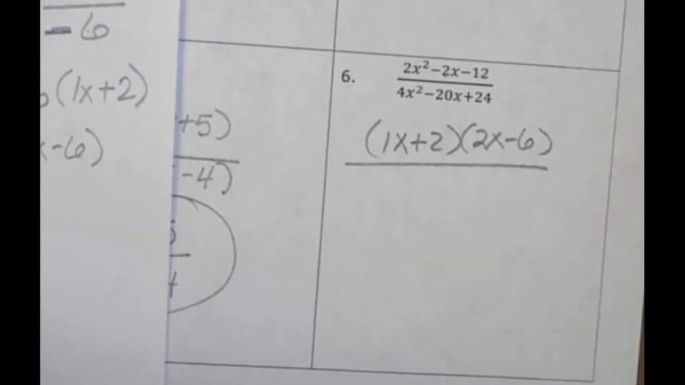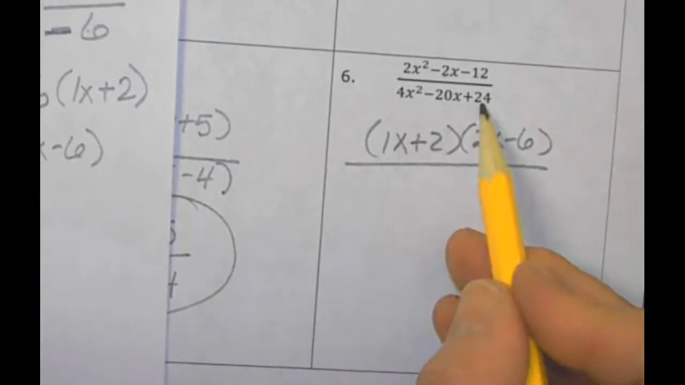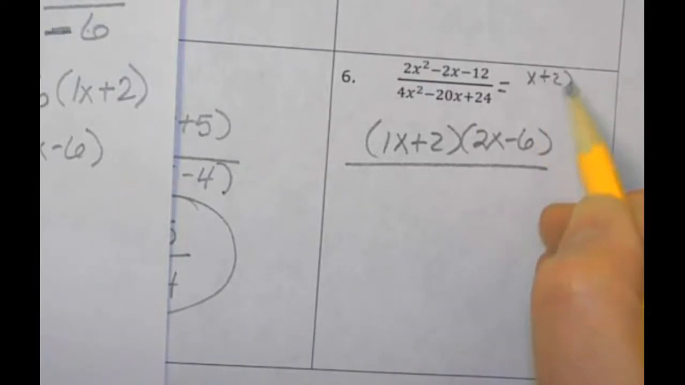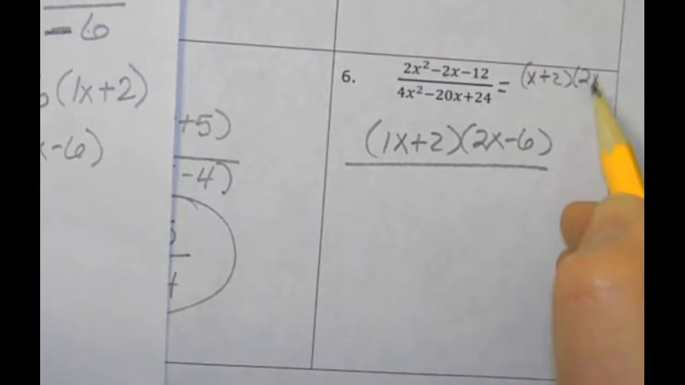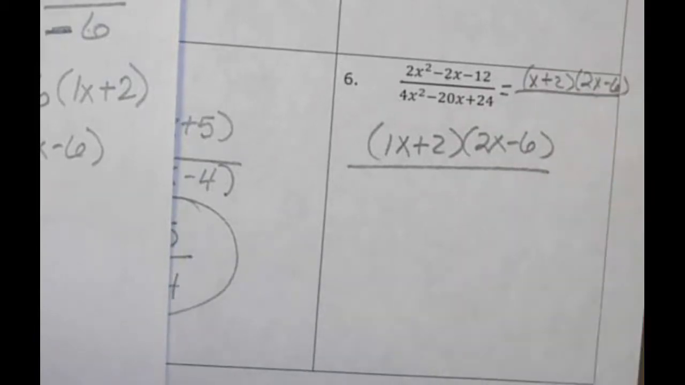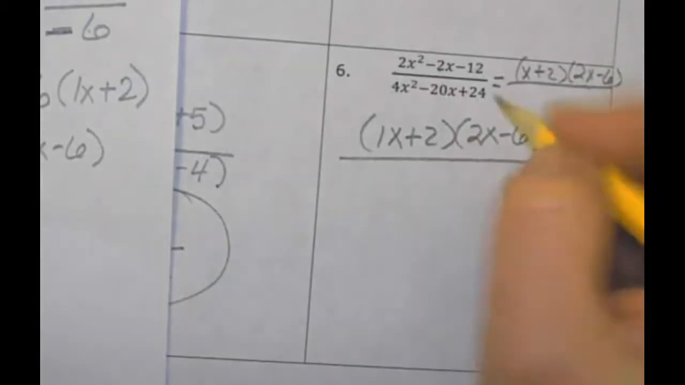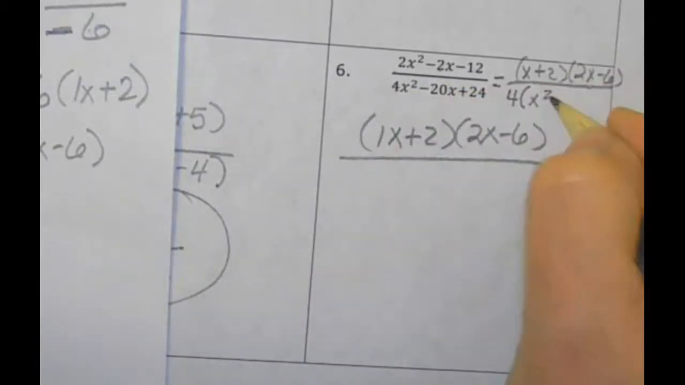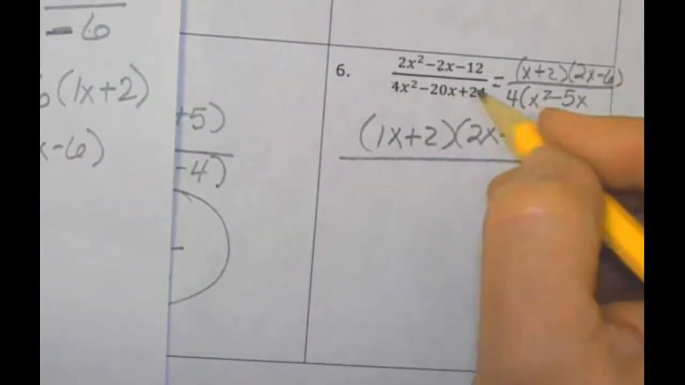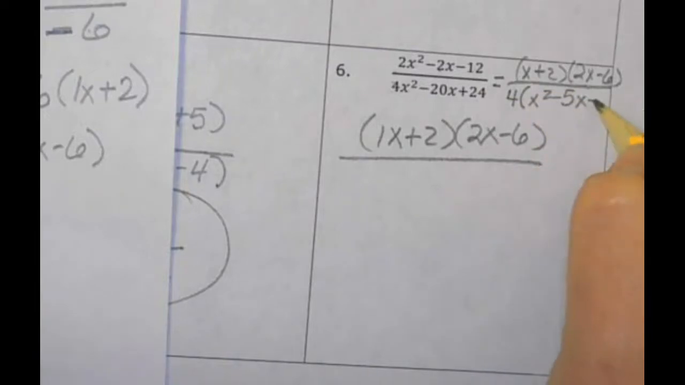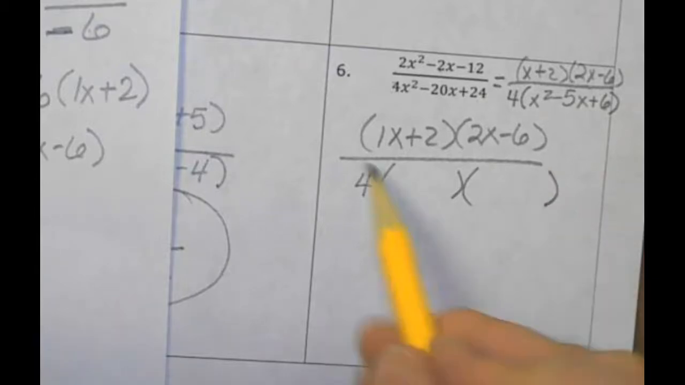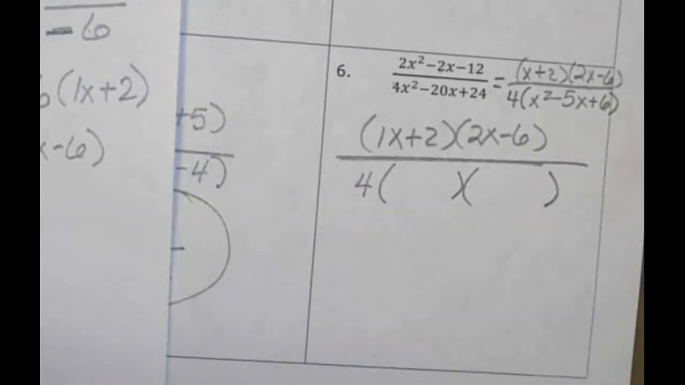I notice on my denominator that a 4 will factor out of the denominator. So before I do anything else, I am going to factor out a 4. 4 will go into 20 five times. 4 will go into 24 6 times. So I'm going to have a 4 in my denominator when I factor out a 4.